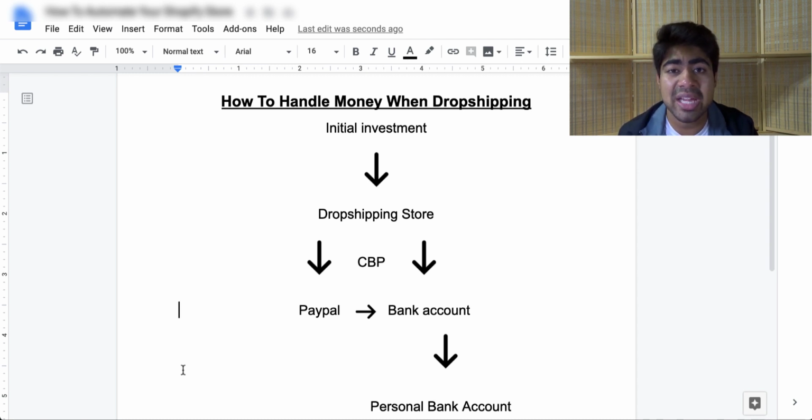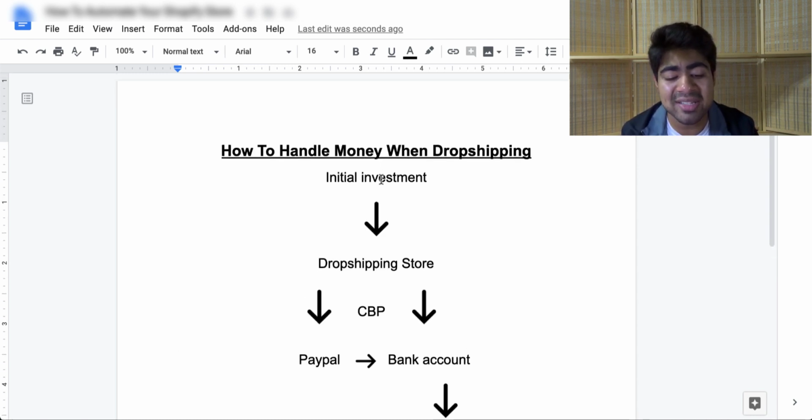So the first thing at the very top of my chart is initial investment. This initial investment is specifically referring to any type of money you initially put into your business. Maybe it was from your savings account, or maybe you borrowed some money from a friend or family member. Just whatever you used from your own bank account to start your dropshipping store, and the money you use to pay for the monthly expenses. This is at the very top and is usually the first expense the majority of dropshippers go through.